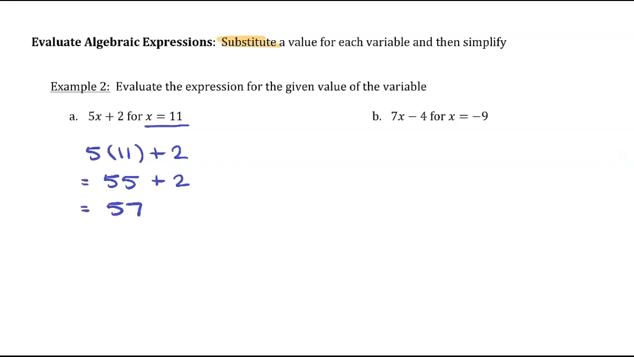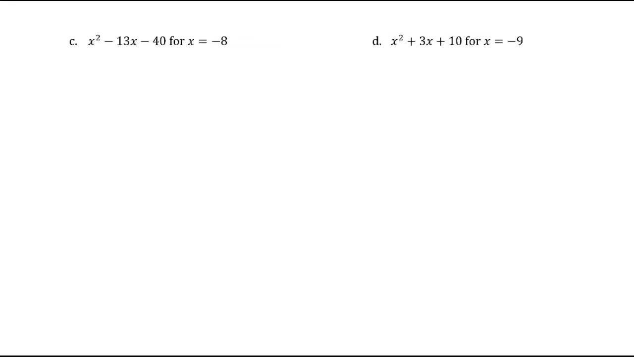Let's look at part C. In part C, I now have x squared minus 13x minus 40. That's my algebraic expression. And I need to substitute, evaluate with x equal to negative 8. So everywhere in the expression where you see an x, we need to swap that out and put a negative 8. So instead of x squared, we have negative 8 squared. Parentheses are important here. And instead of negative 13 times x, we have negative 13 times negative 8. And finally, our minus 40.